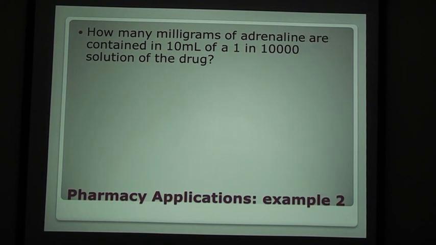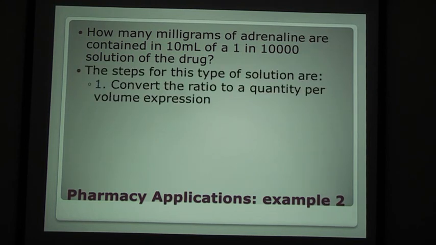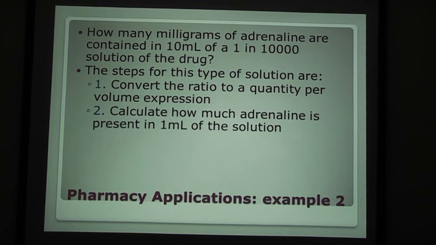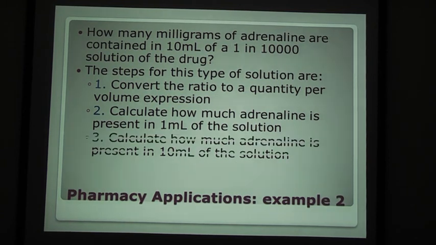Okay, so looking at it, same thing again. Well, it's not the same thing because we've got the ratio this time. Convert the ratio to a quantity per volume expression. Then you calculate how much adrenaline is present in 1 ml of the solution. And then you calculate how much adrenaline is present in 10 ml of the solution, because it's asking you how much is there in 10 ml.